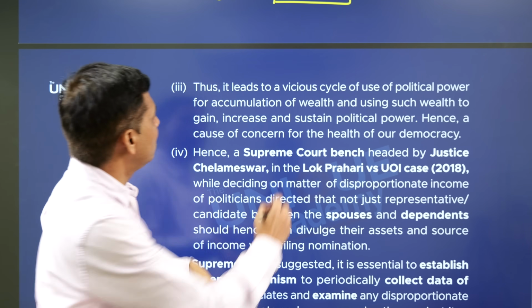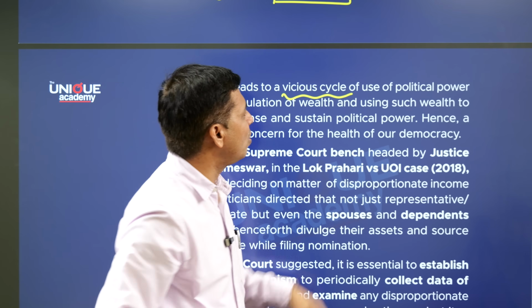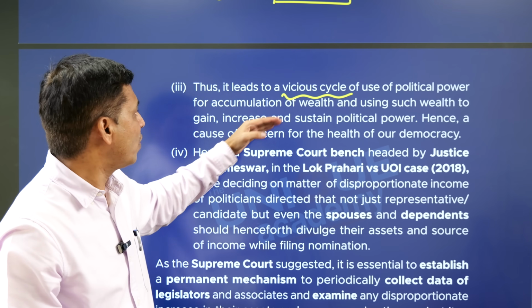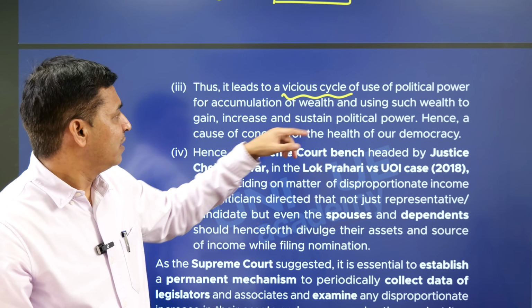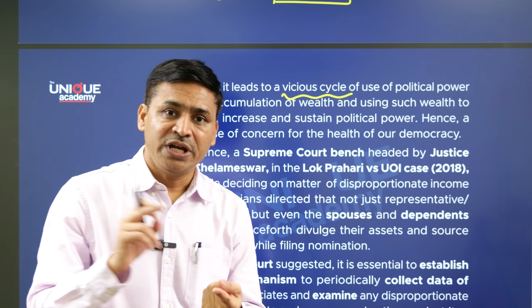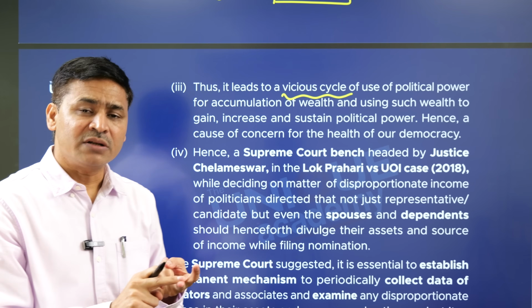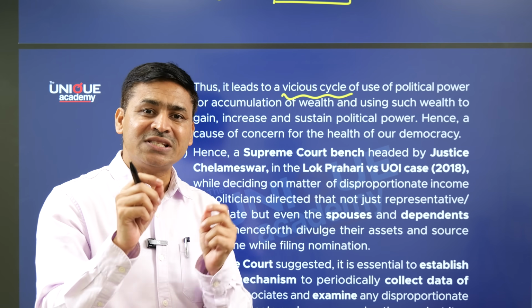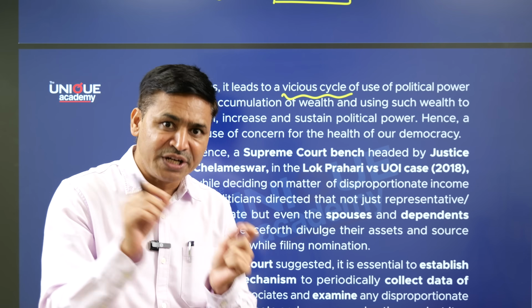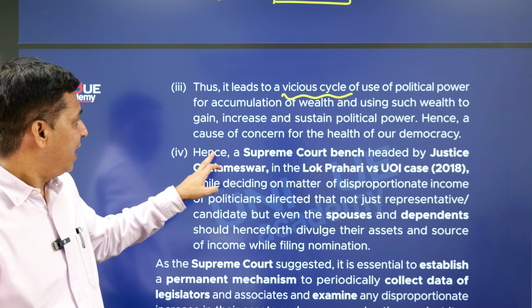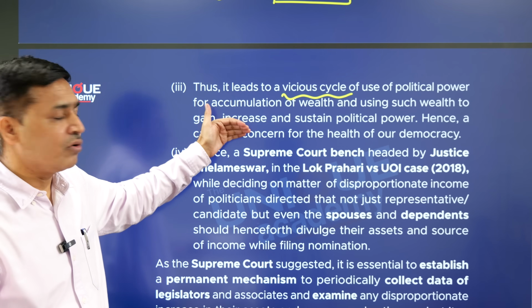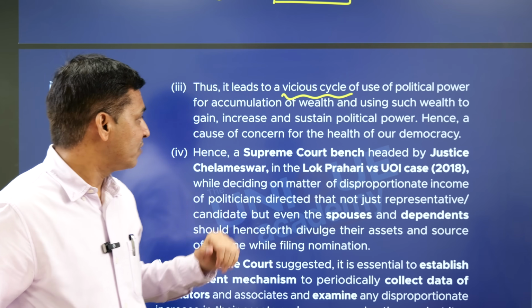Thus, it leads to a vicious cycle of use of political power for accumulation of wealth and using such wealth to gain power, to maintain power and increase power. So this is the kind of vicious cycle which emanates from the earlier two processes. Hence, once again we have got back to the Supreme Court's observation.